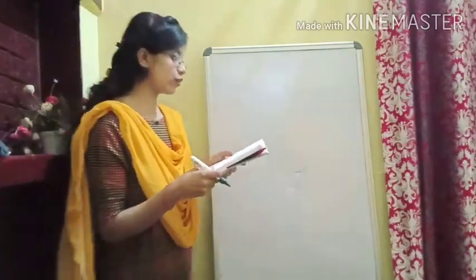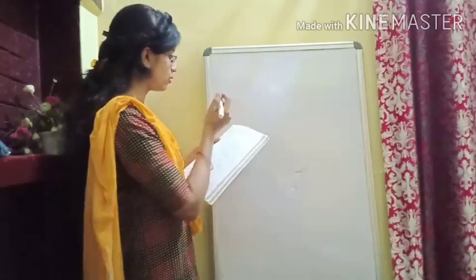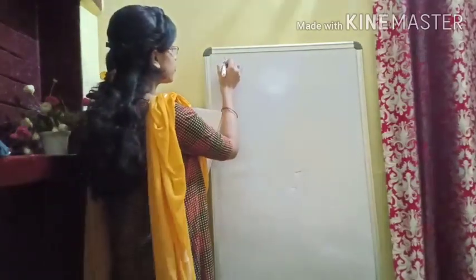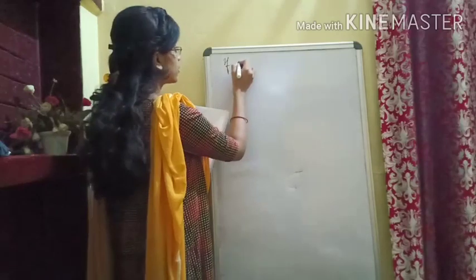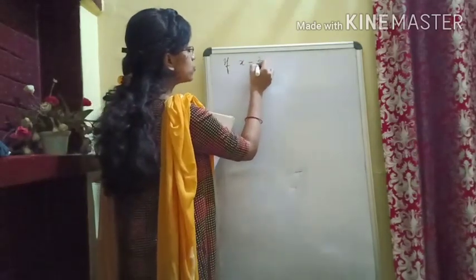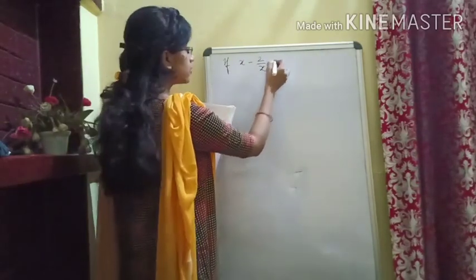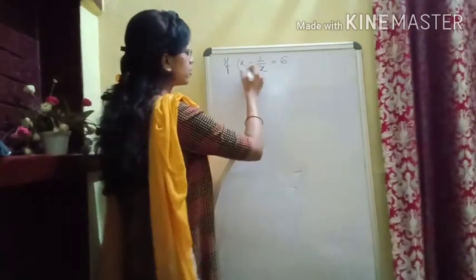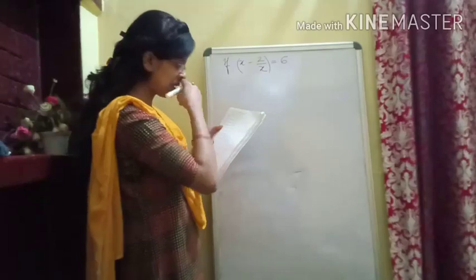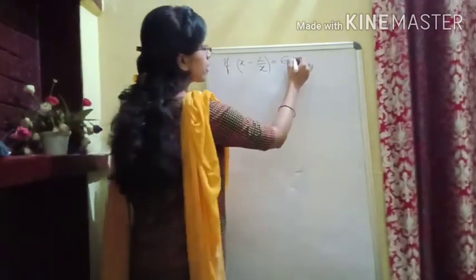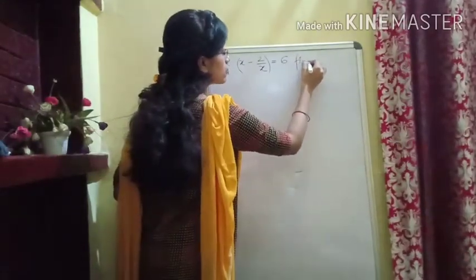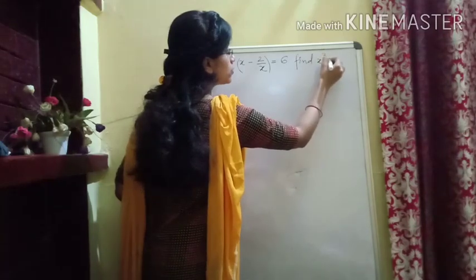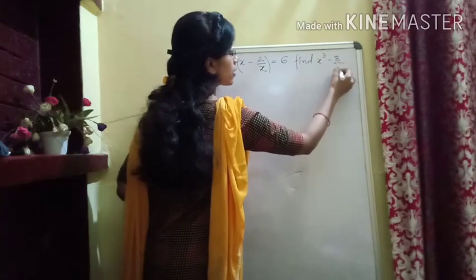Let's see. Okay, let me take one question here. It is given that if x minus 2 upon x equals 6, this is the information they have given us. They are asking you to find the value of x cube minus 8 upon x cube.